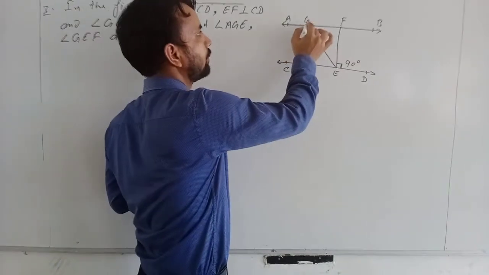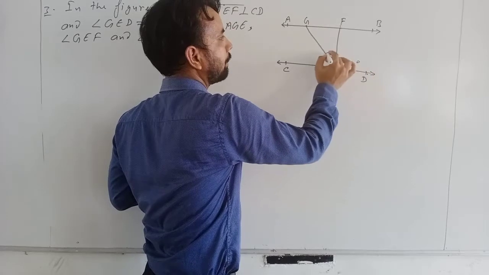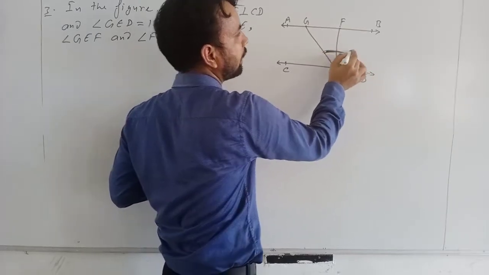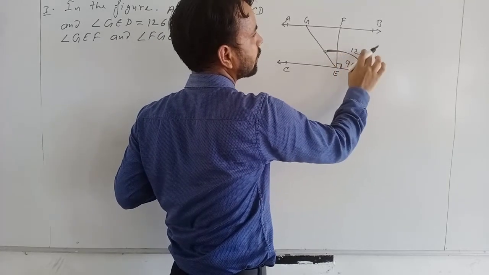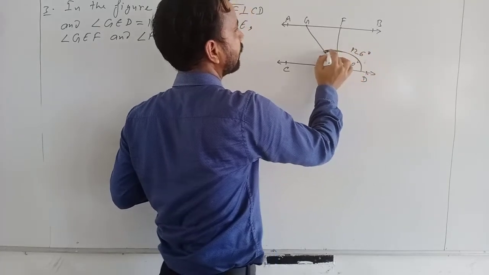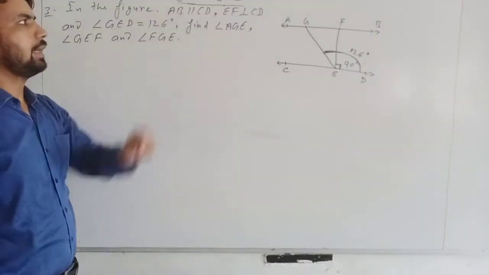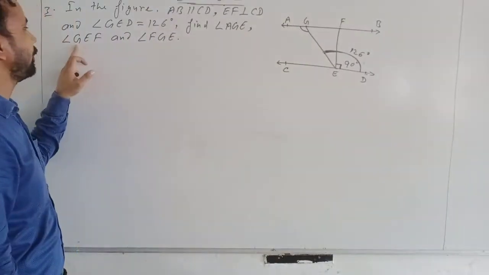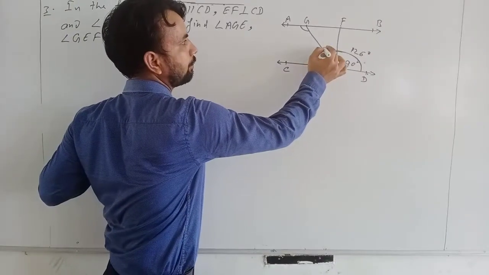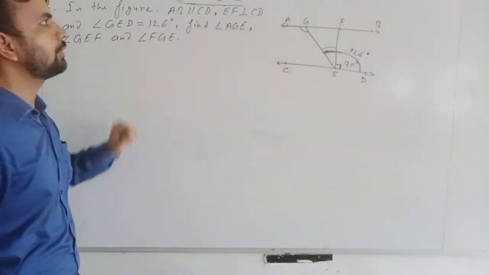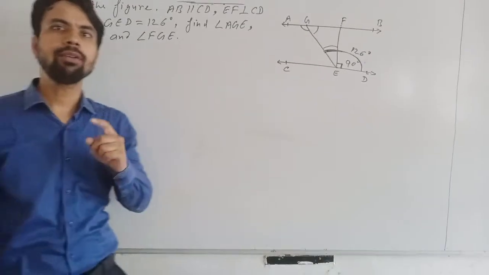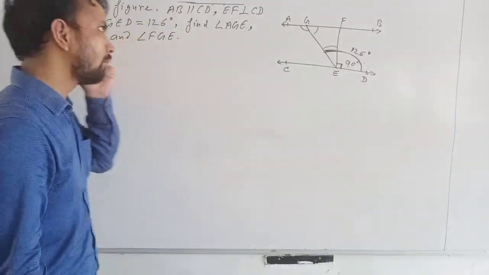And angle GED means this full angle. This full angle is given as 126 degrees. Then find angle AGE. AGE means this angle, GEF means this angle, and FGE means this angle. Understood? So here we will have to find 3 angles. So now start.